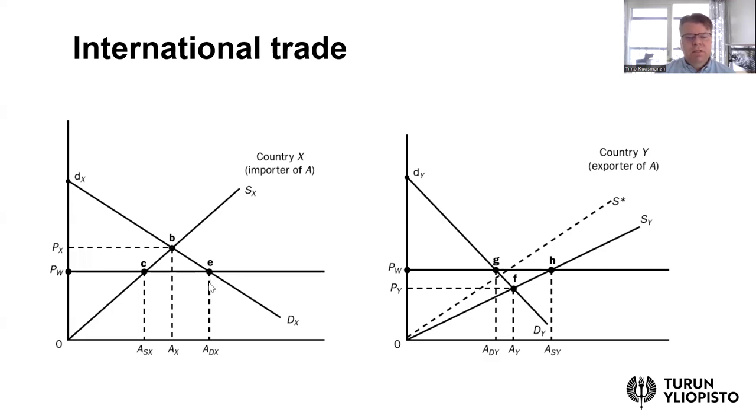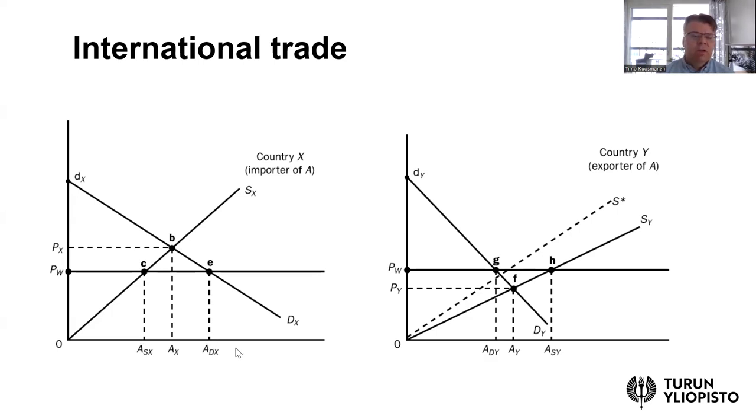So consumption increases to amount ADX. We are at point E, and the price level that the consumers face is the world market price PW. At that price, producers follow the supply curve and are at point C. So the production of this commodity decreases from the initial level AX to ASX, and the difference of ADX and ASX is the imports from country Y.